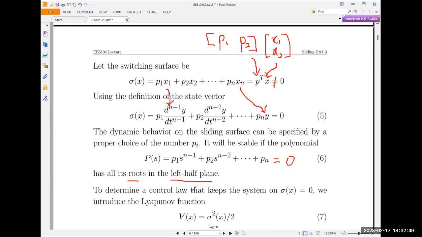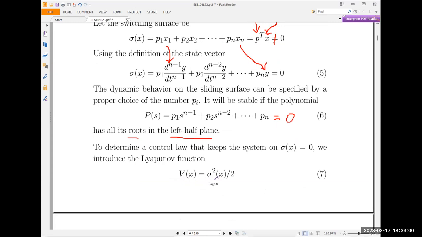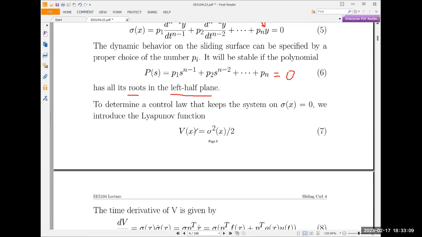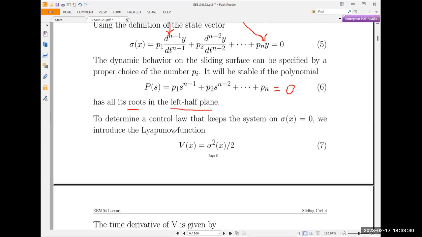Then the next thing is that you need to define a control law. You have to introduce a Lyapunov function that is a square function of the sigma. Remember, sigma we already defined here. So you have to choose a V function or Lyapunov function that is a square function of sigma. Now, a square function has this property that it will always be positive. So V will always be positive.